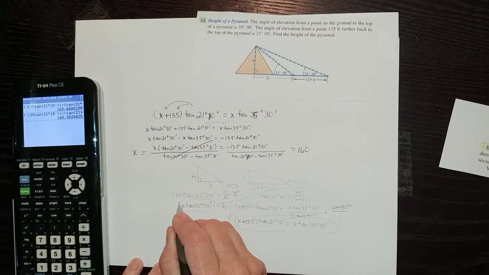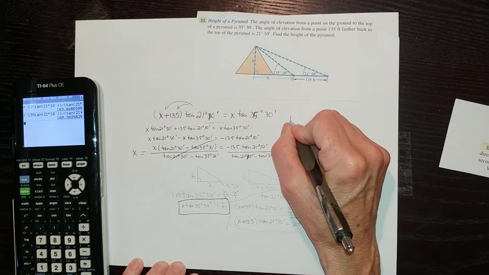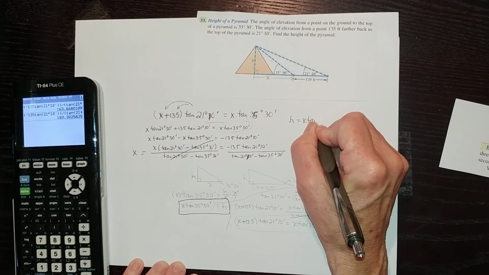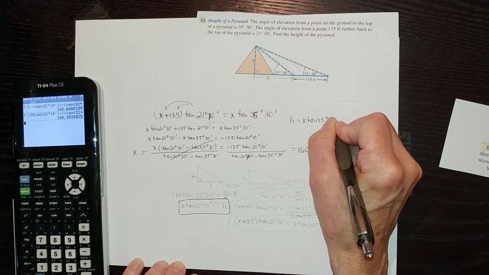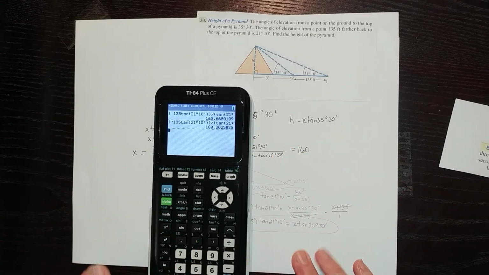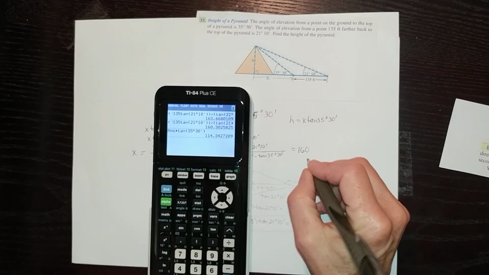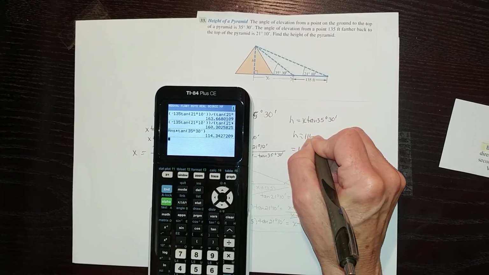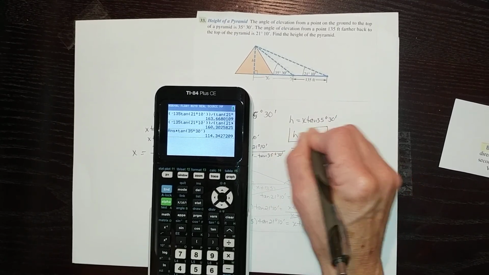That is great, except we're supposed to be solving for h, and h is equal to x times the tangent of 35 degrees, 30 minutes. So since I have 160 sitting on my calculator, I'm just going to go ahead and multiply the answer times the tangent of 35 degrees, 30 minutes. Oops, let me get that in there right. 30 minutes. And that tells me that h is 114 feet. And that's my answer for that one.